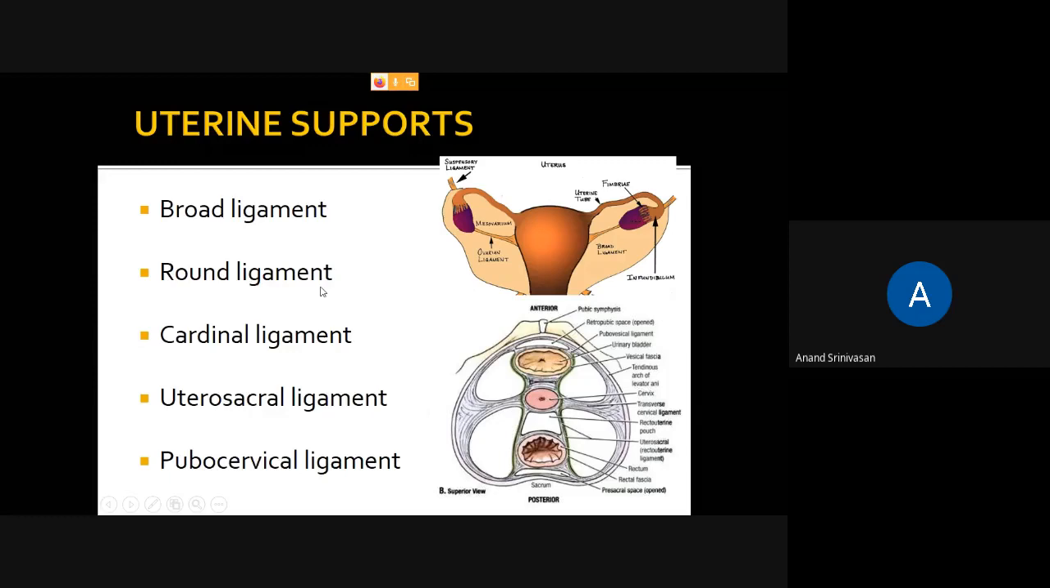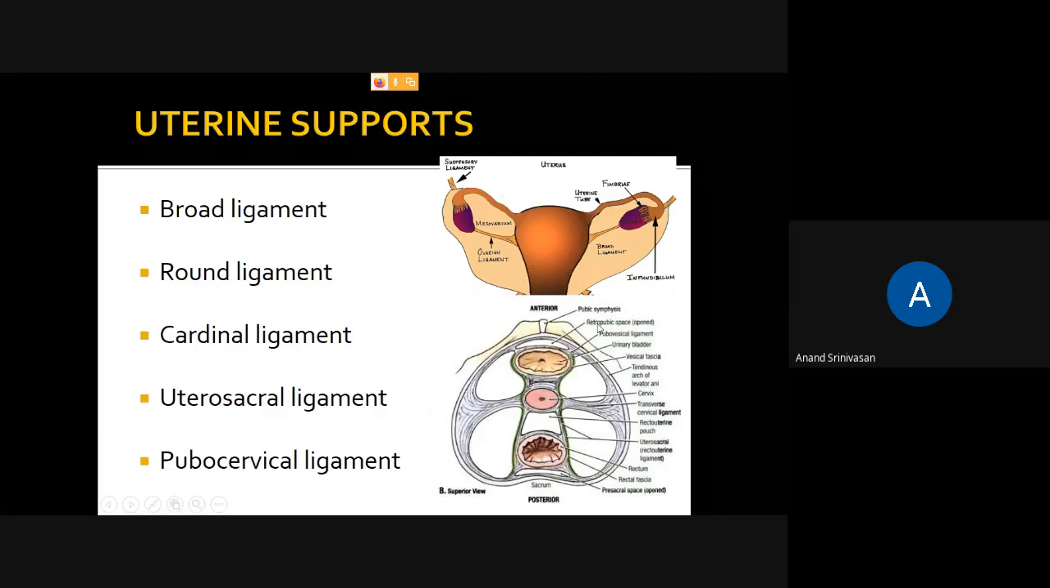Now what are the true ligaments? That is, the ligaments which truly support the uterus. The first is the cardinal ligament. Cardinal means important. The cardinal ligament is present transversely on either side of the cervix. Here you can see the cervix. This is the fundus, body, and cervix.